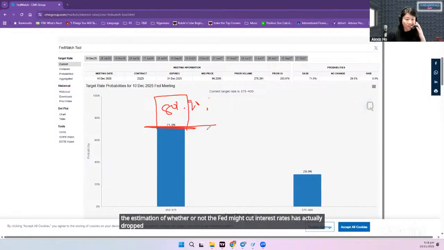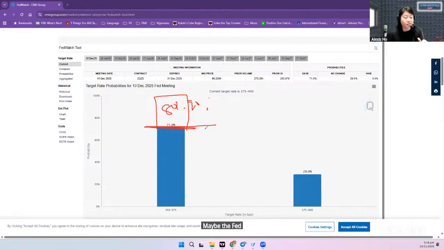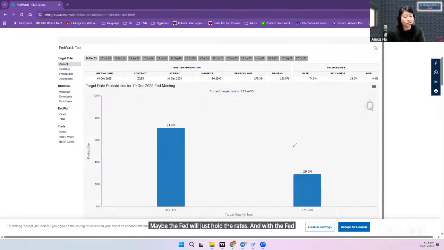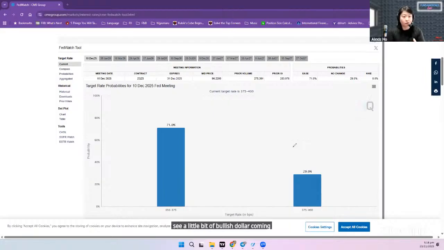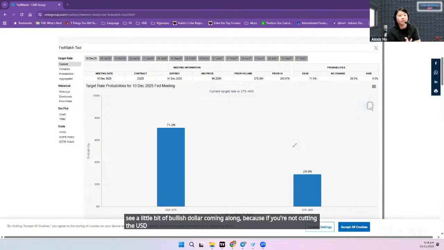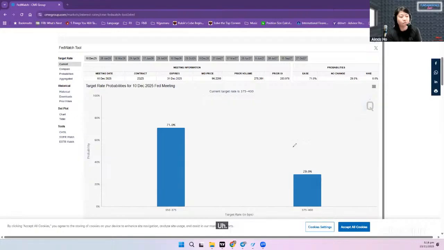So there is going to be a slightly higher probability that in December, maybe the Fed will just hold the rates. And if the Fed does hold the rates, we should see a little bit of bullish dollar coming along, because if you're not cutting the USD rate, then US dollar yields, US dollar bonds and treasuries will be a bit more lucrative in that sense for carry trading, right?